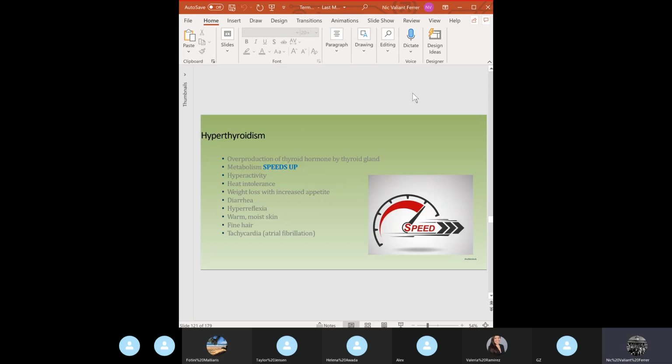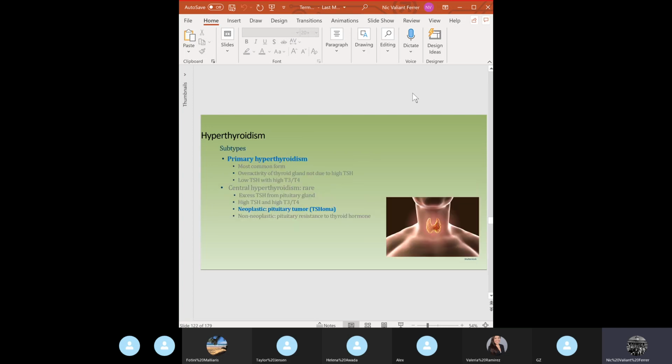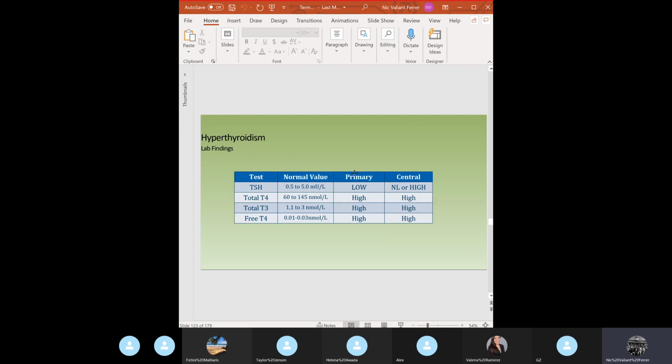Now let's go to the opposite end of the spectrum, hyperthyroidism. Two words: speeds up. Everything speeds up. Hyperactivity, heat intolerance, weight loss, diarrhea, hyperreflexia, warm, moist skin, fine hair, tachycardia. Primary hyperthyroidism: increased T3, T4. What happens with TSH via negative feedback? Decrease. So low TSH with high T3, T4. Central hyperthyroidism is rare. That's low yield. For the lab findings, check primary, okay?